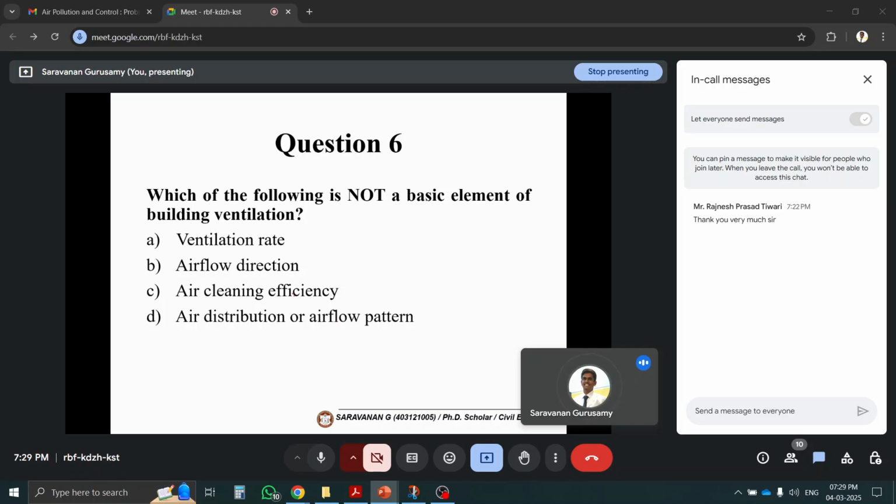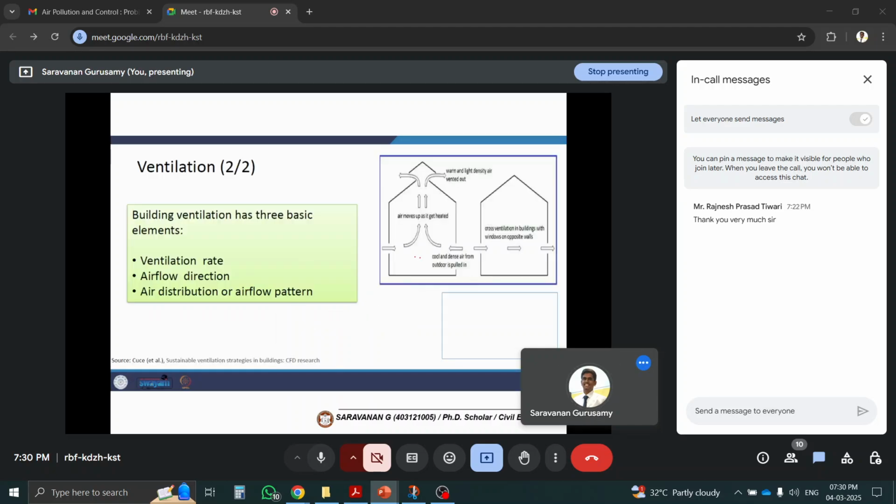The sixth question: which of the following is not a basic element of building ventilation? For building ventilation, we consider ventilation rate, airflow direction, air distribution or airflow pattern; air cleaning efficiency will not be there. Ventilation is just flow, right? It's not considering the cleaning. So the three basic elements of building ventilation are ventilation rate, airflow direction, and air distribution or airflow pattern.